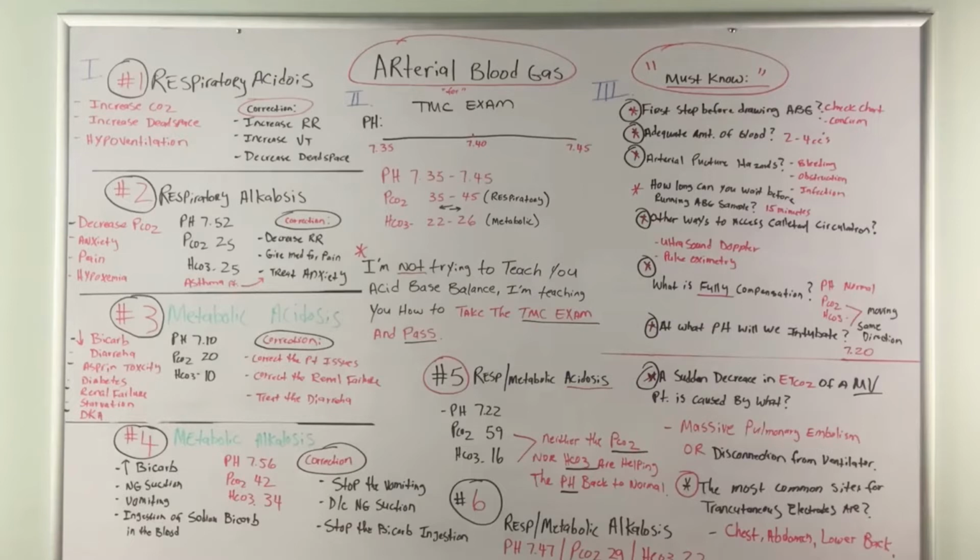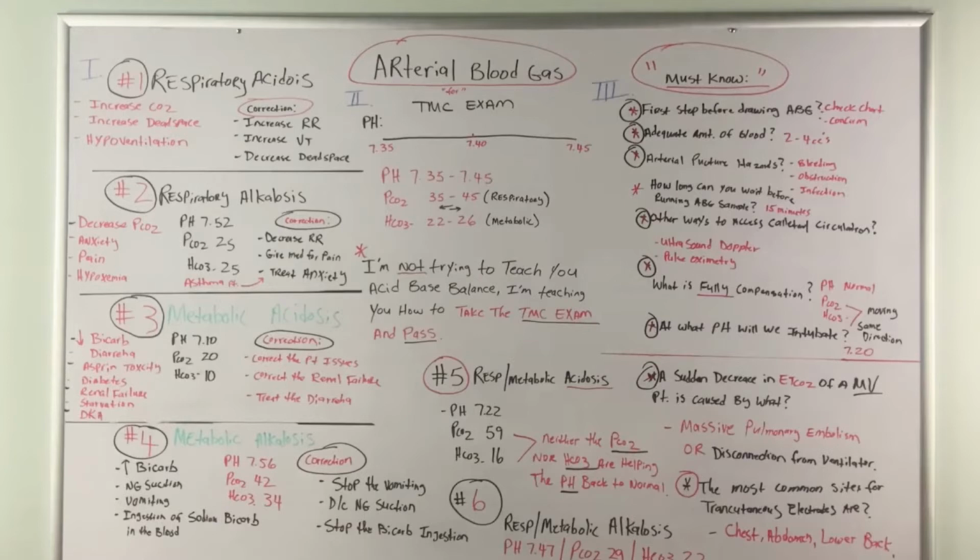Number 4 is metabolic alkalosis. Some of the causes of metabolic alkalosis are an increase in bicarb, NG suction, vomiting, and injection of sodium bicarb in the blood. A blood gas that would represent metabolic alkalosis would look like this: a pH of 7.56, a PCO2 of 42, and a bicarb of 34. How do you correct metabolic alkalosis? Well, you have to stop the vomiting, DC the NG suctioning, and stop the bicarb ingestion.